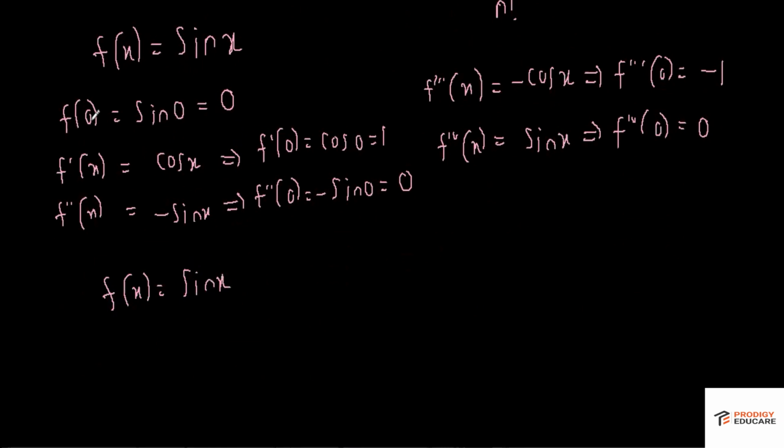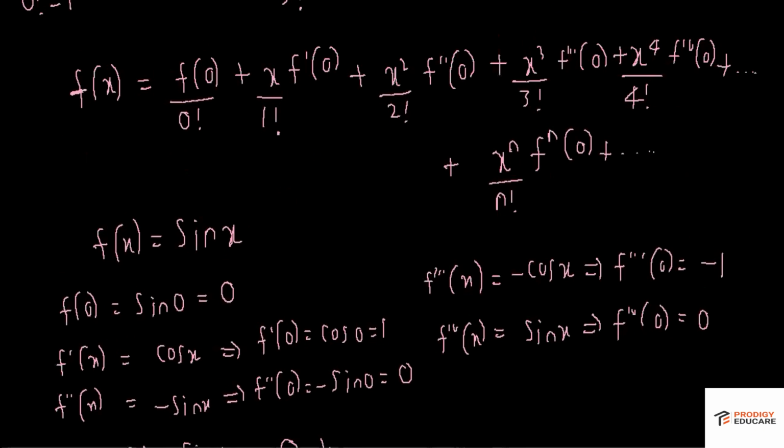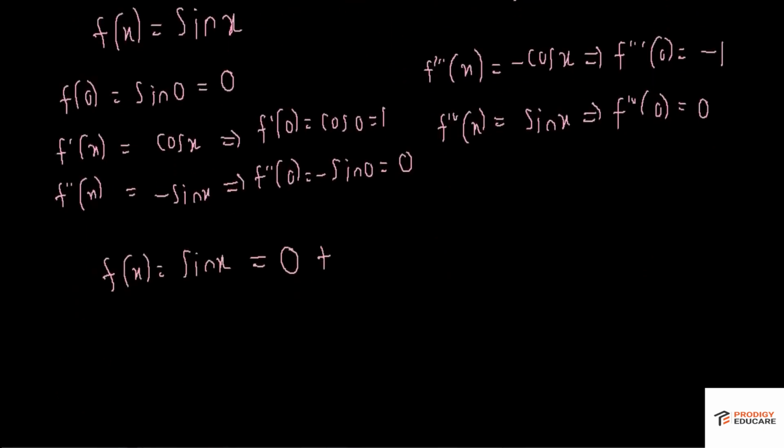So first of all, f of 0 is anyway 0. So I have to write here 0. Plus, after that we have x by 1 factorial into f dash of x. Now f dash of 0, sorry, f dash of 0 is anyways 1. So from that I'll get simply 1 into x. Then after that I had 0, f double dash of 0. So here it's simply 0.